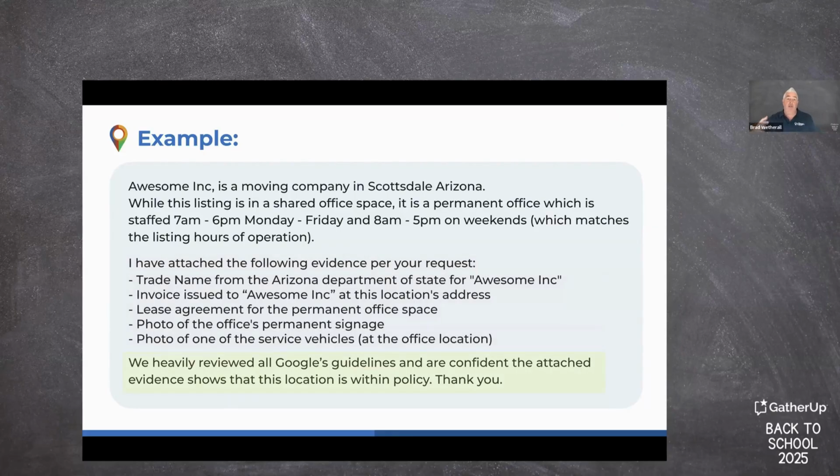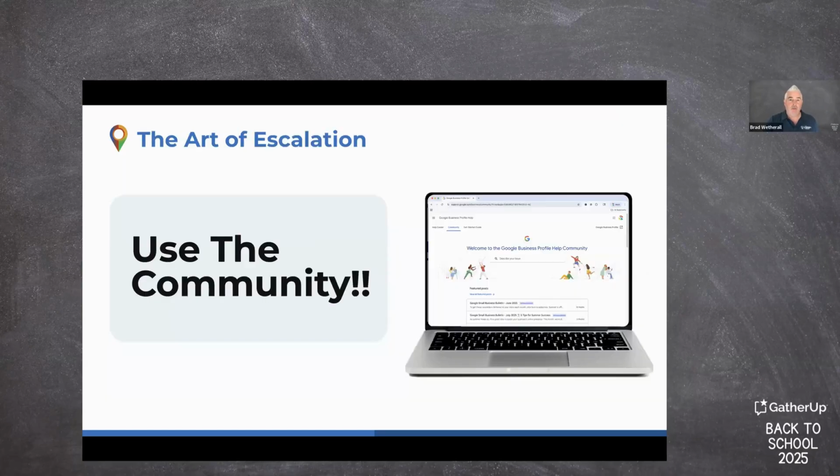And then finally, I say, look, I've reviewed all the guidelines, and I'm confident that the attached evidence shows that the location was in policy. And I'm being polite, I'm being concise, I'm sharing all the information: what do I believe the problem is? What did we do to fix it? Here's the evidence to show that I've fixed it. And thank you so much. And this particular suspension reinstatement was successful. It got approved.